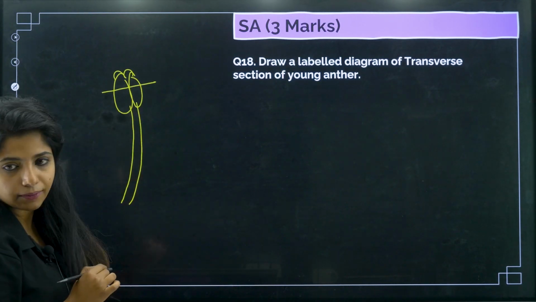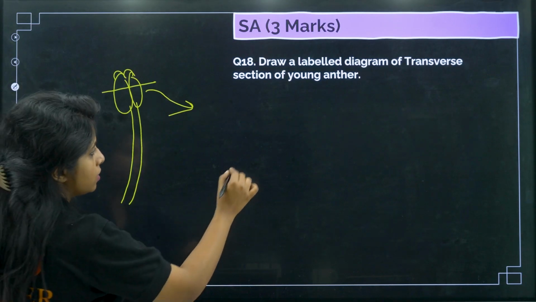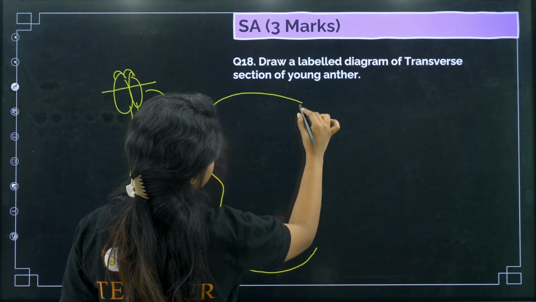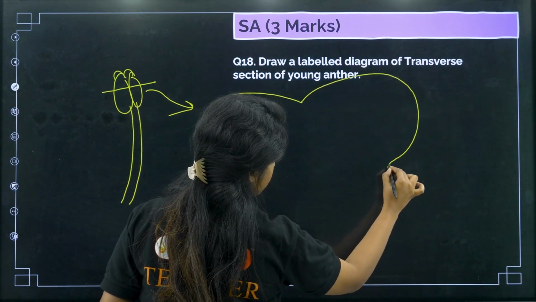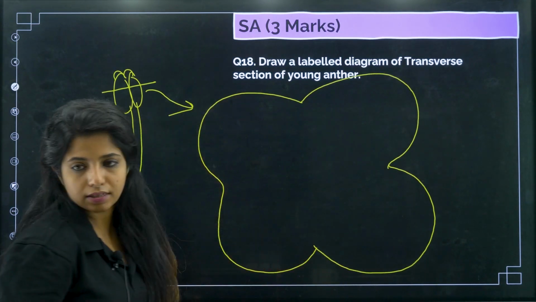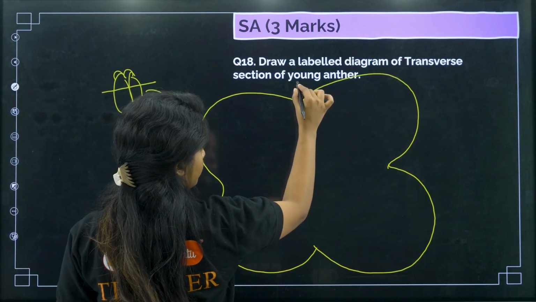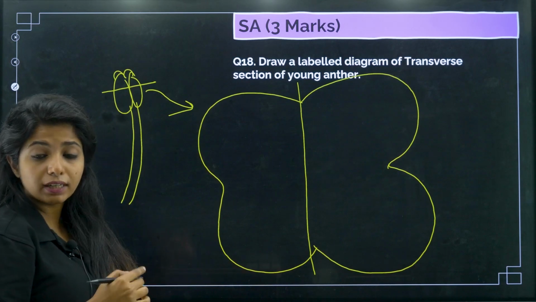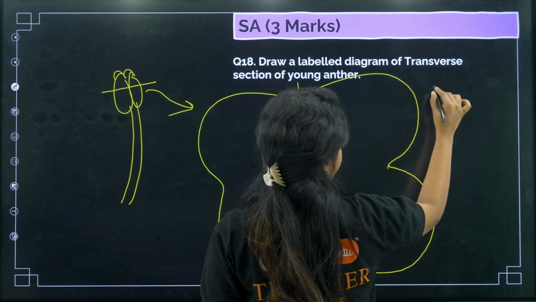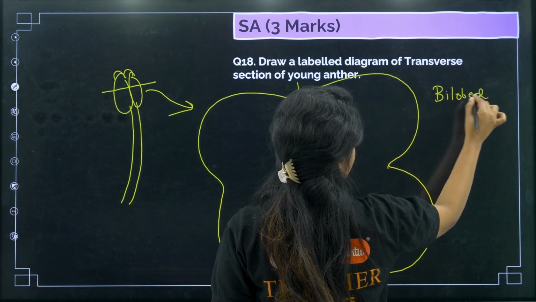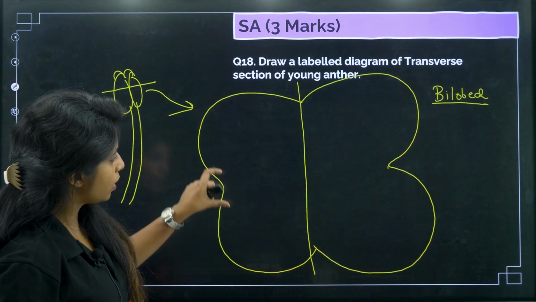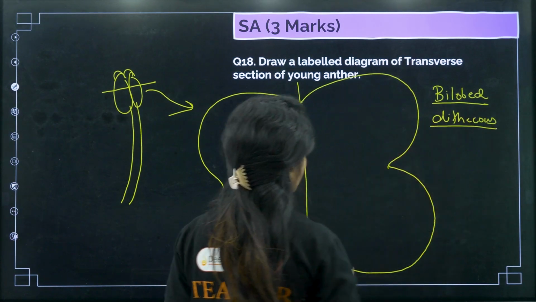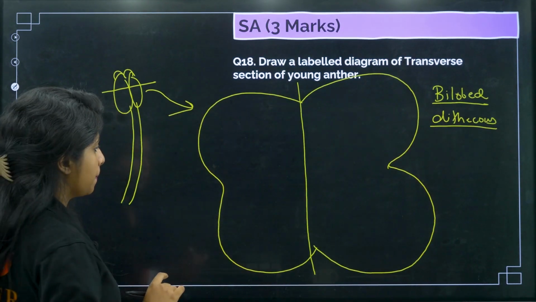If I come like this and I see the picture, it looks like this. So basically I have one lobe like this, and then I have another lobe almost like this. So this is one lobe, this is another lobe. That is why it is said to be bilobed. Now each lobe, if you see, has 2 theca, 1, 2. So I will say it is dithecous.